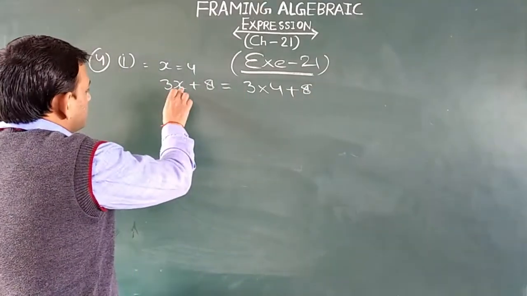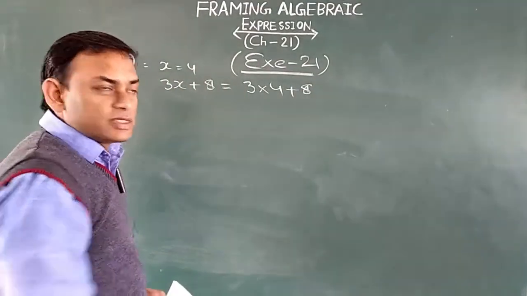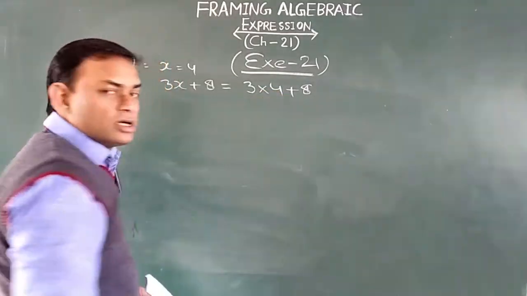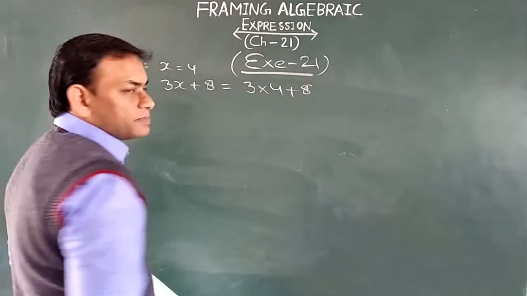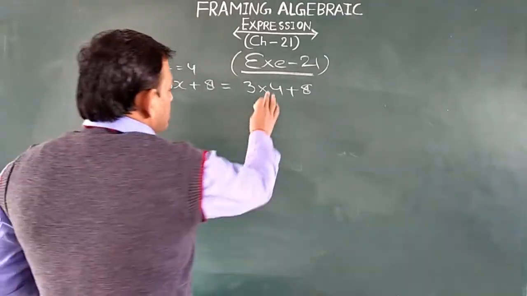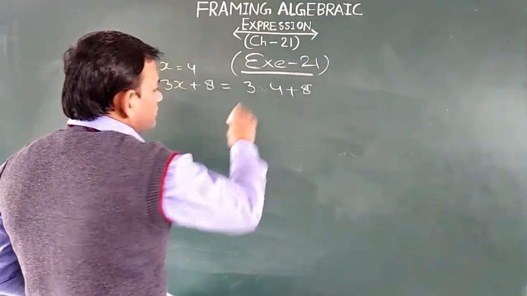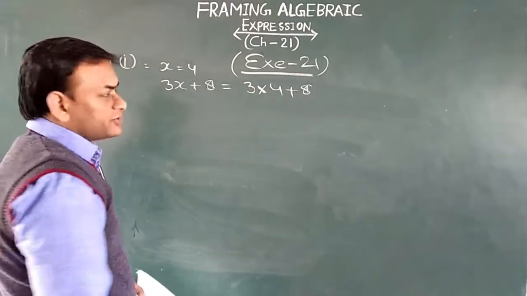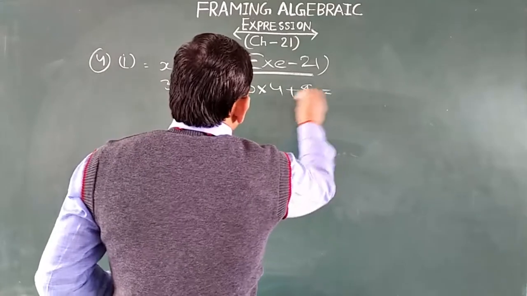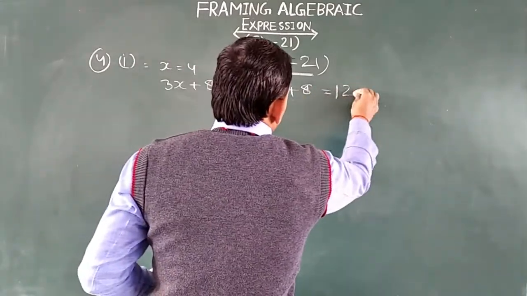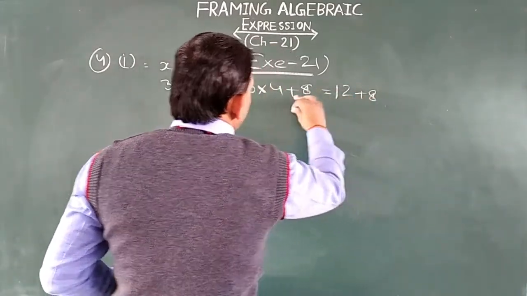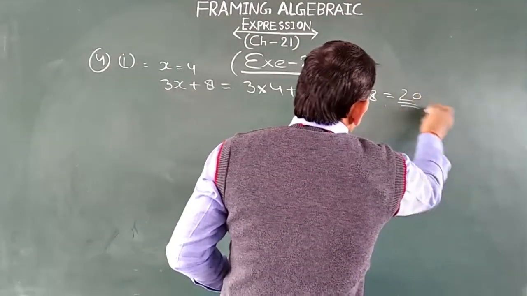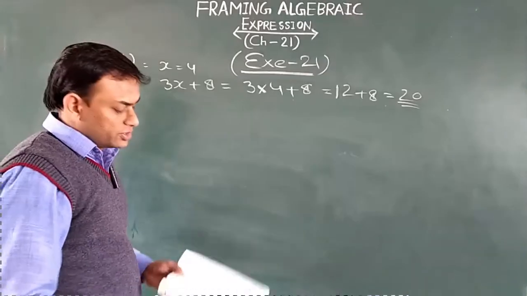I told you there is the multiplication sign between the constant and variable. This is understood. So when we put the value, we will put the multiplication sign. Okay. If we will not put the multiplication sign, it may be the 34. It will be wrong. So we have to put it. It is necessary. So it will be 3 4s are 12 and plus 8. Plus and 8 will remain same. So 12 plus 8, 20. 20 is the answer of this question.